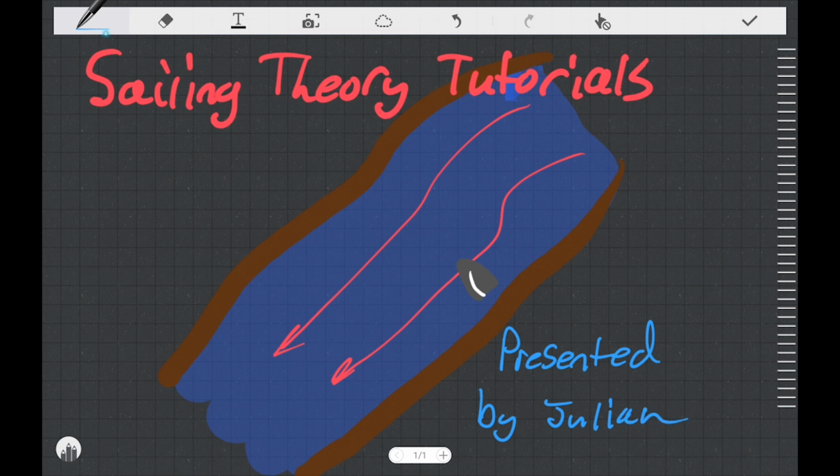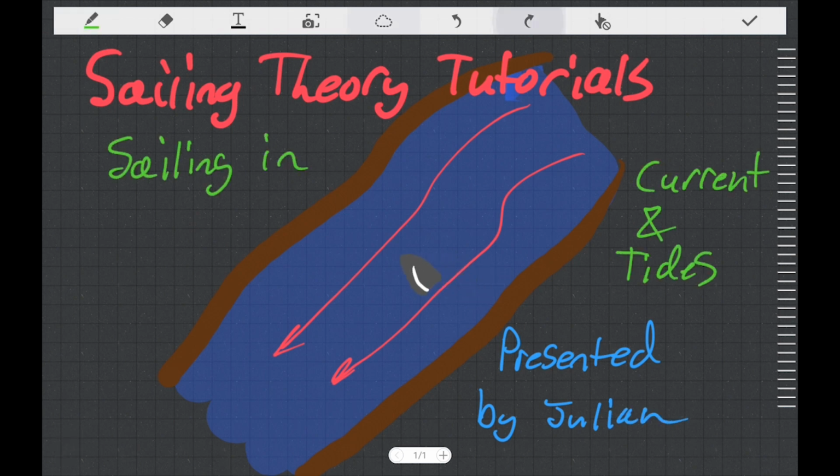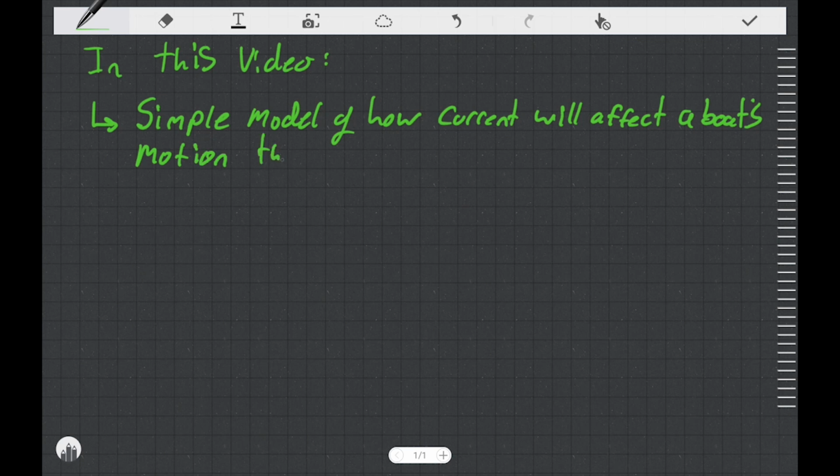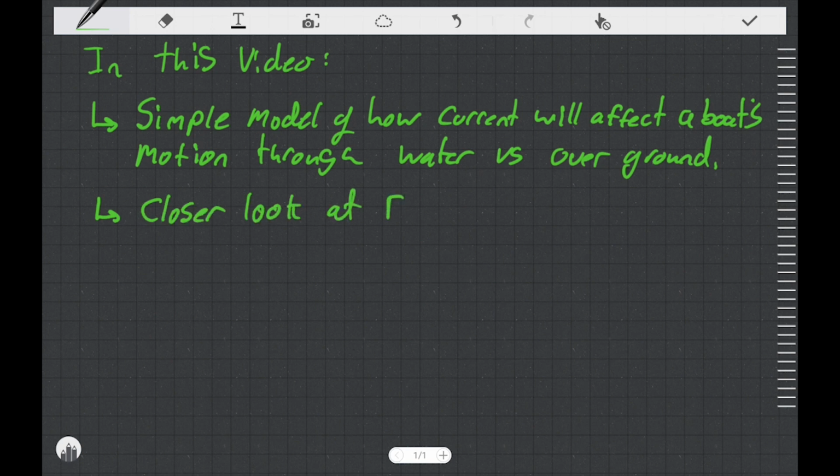My name is Julian. In this video, we're talking about sailing in current and tides. So in this video, I plan to present to you a simple model of how current will affect a boat's motion through the water. We'll take a closer look at the flow over sails and foils when current enters into play.